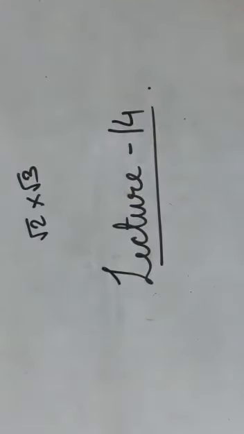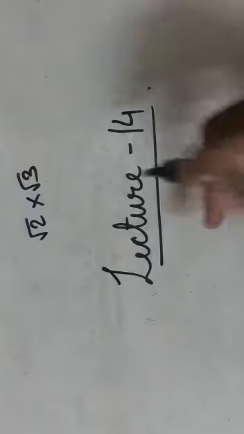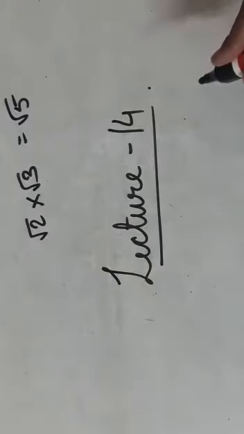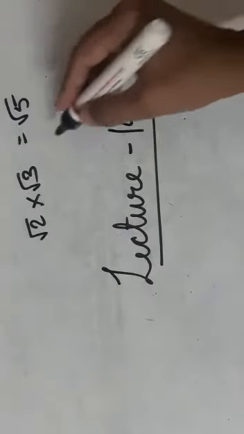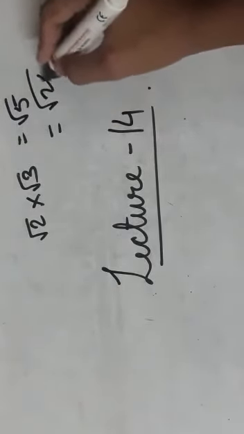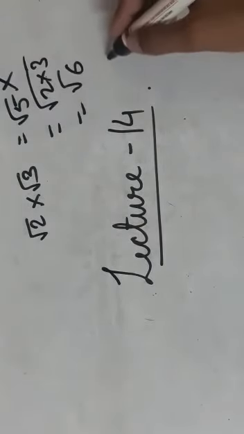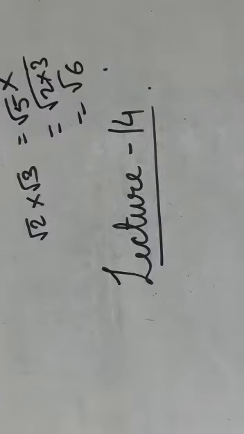Before beginning the exercise, in yesterday's video, while showing you the examples of multiplication, by mistake I have written root 3 into root 2 as root 5, but it is 2 into 3, that is root 6, not root 5. So please take a note, by mistake I wrote that. And let us begin with the exercise now.